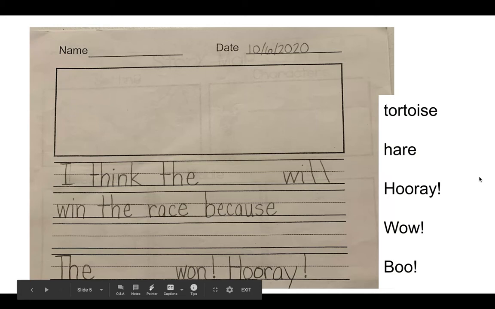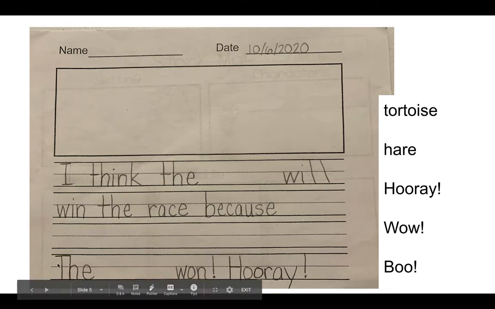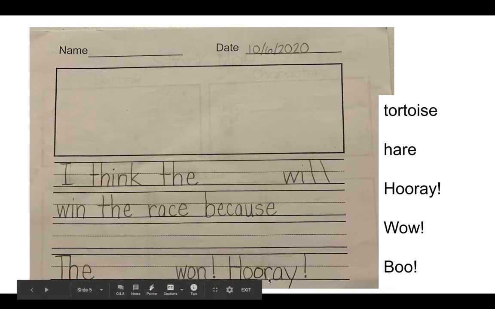your next job is to finish your writing with the space on your paper. So before, you wrote that you thought either the tortoise or the hare was going to win and why. And now at the bottom of your page, I want you to write a sentence that says, and you'll either say the tortoise or the hare won. Now you know who won. And then you can react to that. Give a short reaction like hooray or wow or boo. How do you feel about that, the ending?